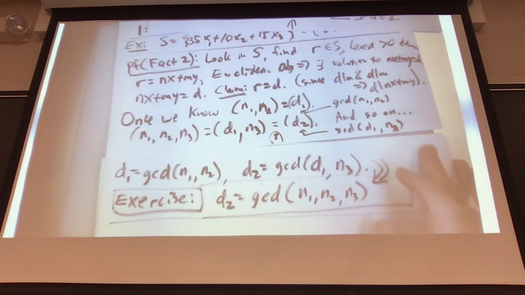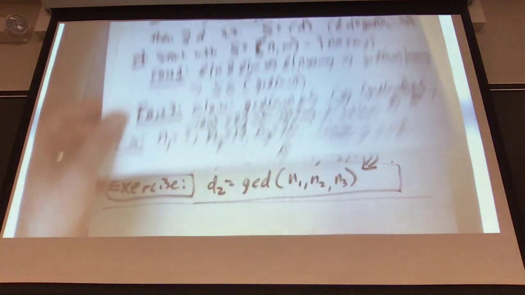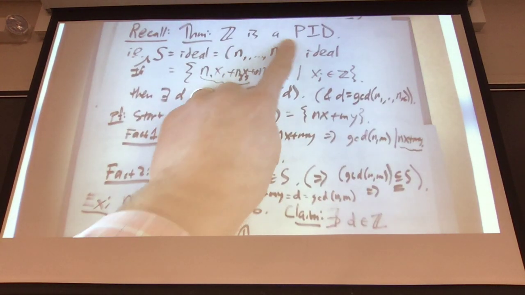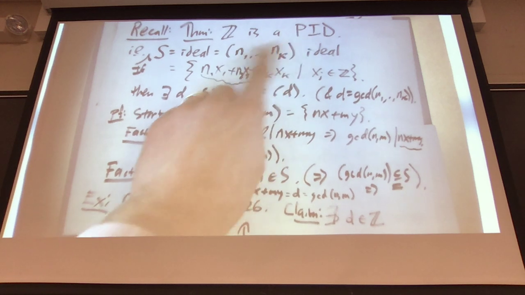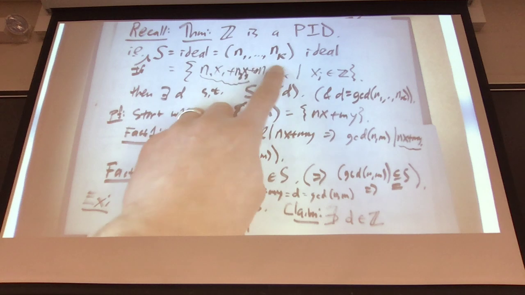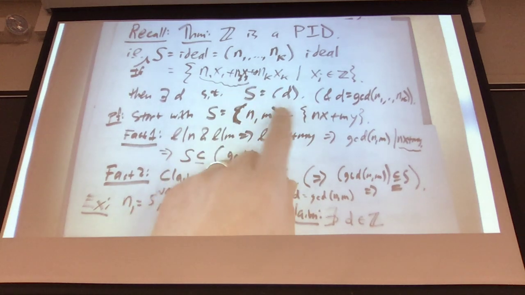Thanks, Karen. Right, so we have proved the theorem that the integers as a ring are a principal ideal domain, because any ideal, we can start with finitely generated ideals, but any ideal can be realized as an ideal generated by a single element, and that's what it means to be a principal ideal.